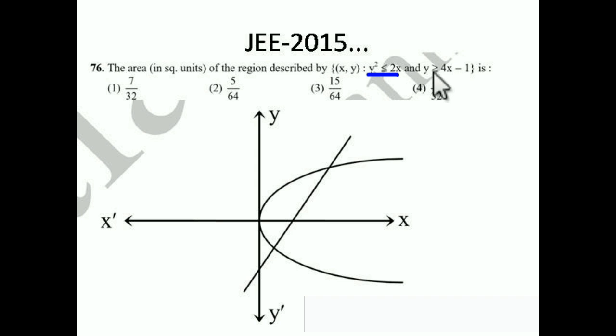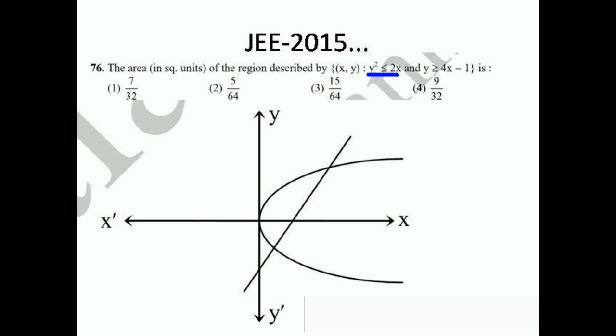Take y is equal to 0, so x is equal to 1 by 4. This point is 1 by 4 comma 0. Take x is equal to 0, so y is equal to minus 1. This point is 0 comma minus 1. You have 2 points, so make a straight line. Now you have this graph, but you don't have the coordinates of the intersection of these two curves, so you are going to find that.